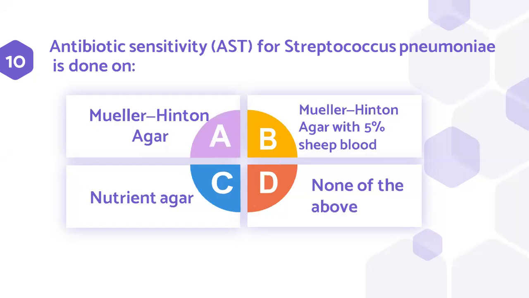But Streptococcus pneumoniae is a fastidious organism. So what is a fastidious organism? One which is exact in its growth requirements. So in those cases, to the normal Mueller-Hinton agar we add 5% sheep blood. So here the right answer is option B, Mueller-Hinton agar with 5% sheep blood.